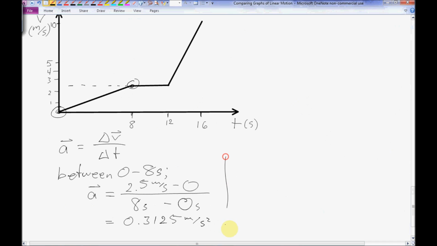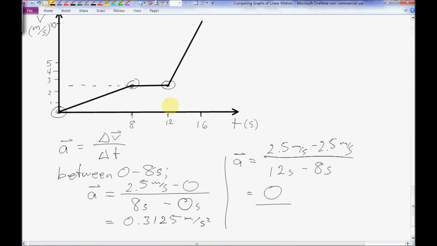In the next stage, the acceleration is found by the slope of this part of the line right here. So we have 2.5 meters per second at this point here, subtract away 2.5 meters per second, and the time that goes by here is 12 seconds minus 8 seconds. Of course, this works out to be 0, so 0 slope in this section between 8 and 12 seconds.